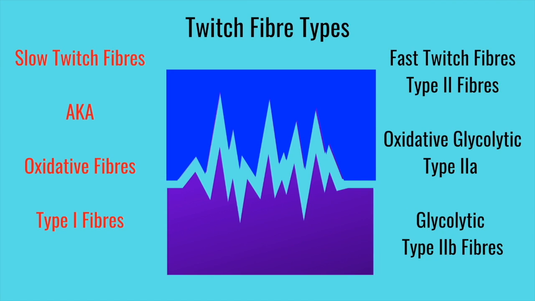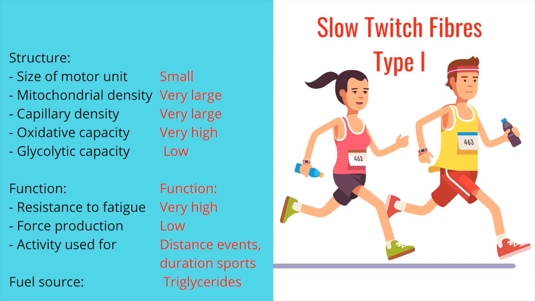ATP takes place in the mitochondria for aerobic respiration, so therefore the density is high. Capillary density, well, if we have more capillaries, we have more oxygen passing through into the muscle by gaseous exchange. Therefore, it must have a high oxidative capacity. It goes without saying. Glycolytic capacity, so its capacity to use glycogen as energy is very low.